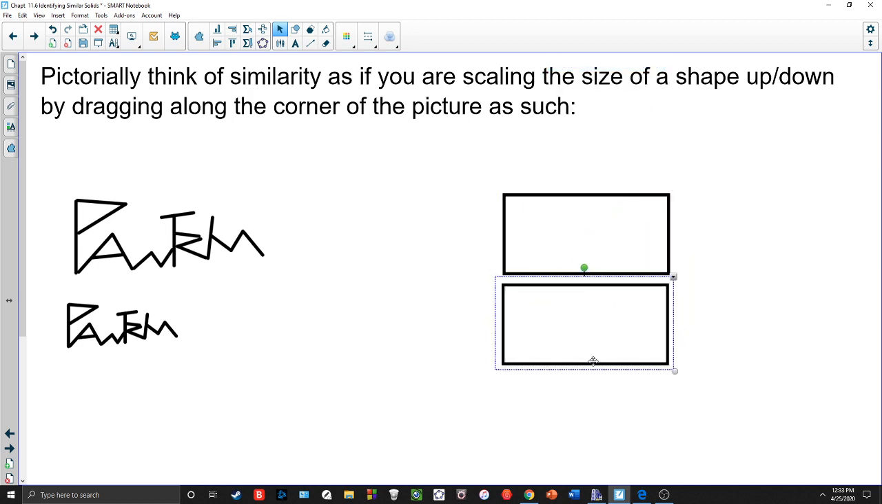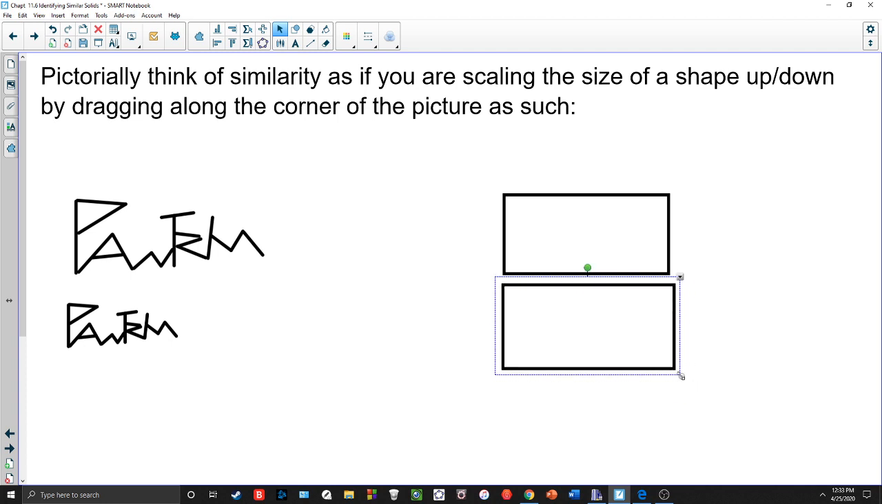If it's not similarity, it can still be changed. For example, if I shrink it like this, it is not similar to that, because what happened here is I changed the left and right version of it. I changed how long it was left and right, but I didn't change how tall it was by the same amount.